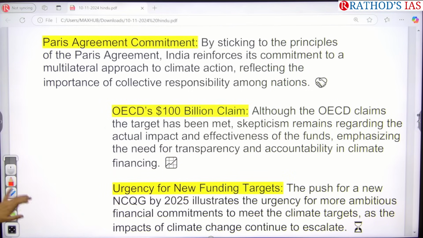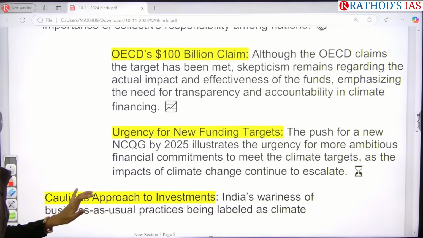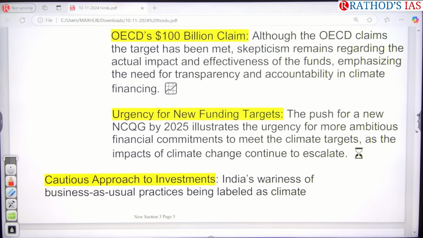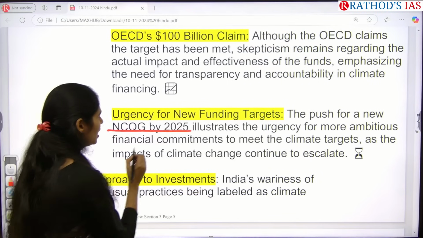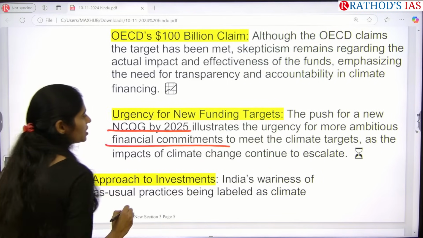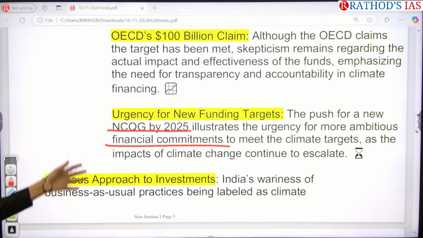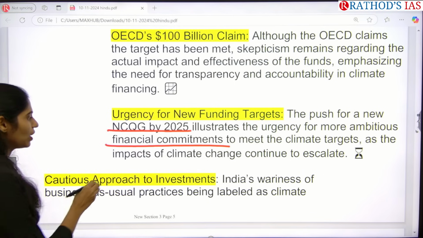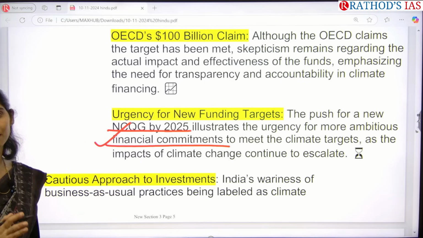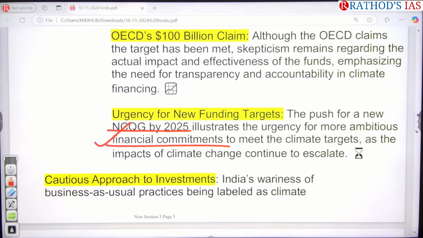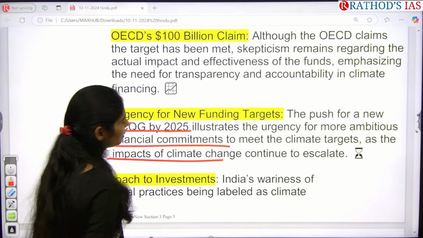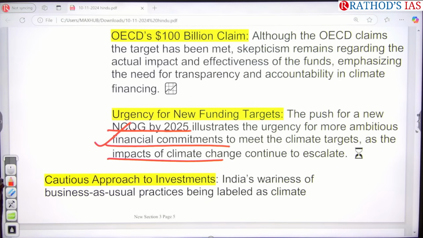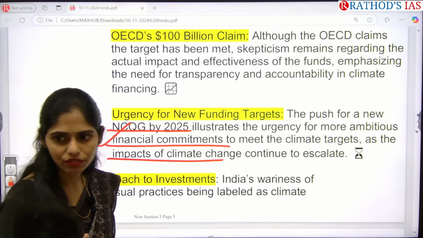And actually now under this new target, that is NCQG by 2025, it is saying that we are more ambitious about finance commitments now, and we need to meet these climate targets. Because if we are not meeting the climate targets that countries have, we will have the negative impacts of climate change. Especially India is more vulnerable because of this climate change.